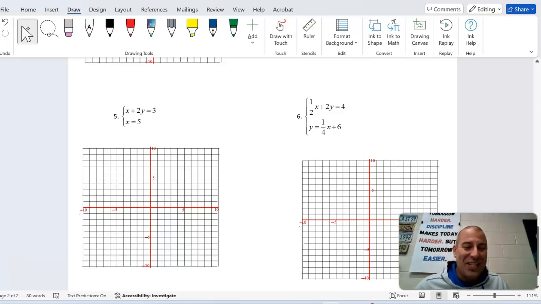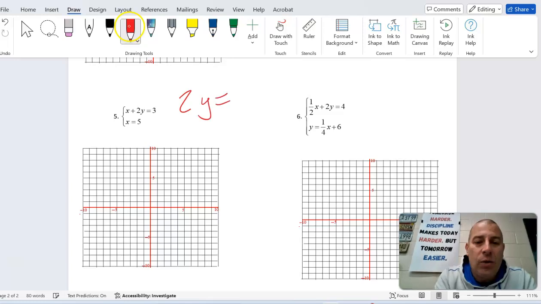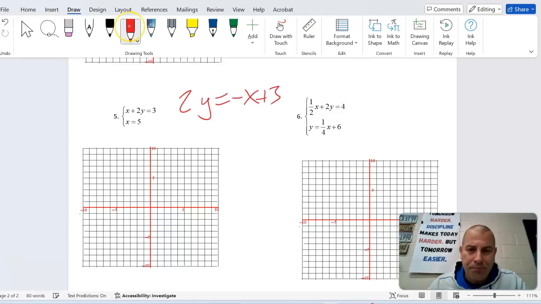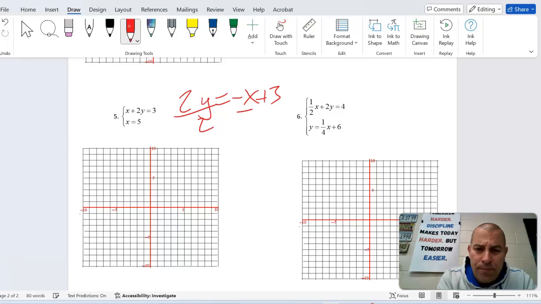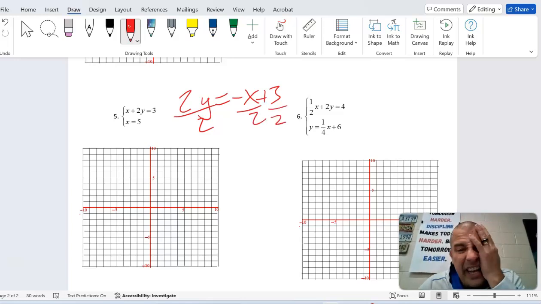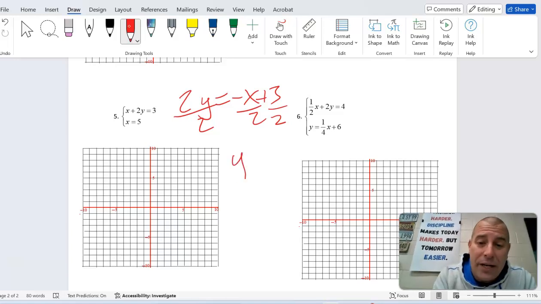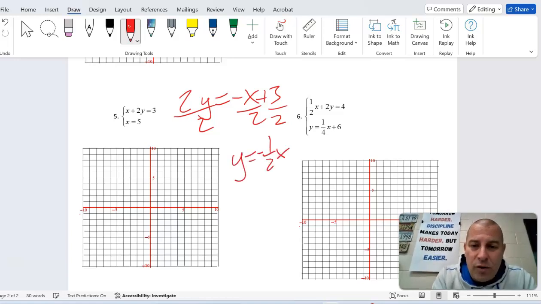Okay, so let's rewrite in slope-intercept form. Let's subtract that x over. So we've got 2y equals negative x plus 3. We're going to divide everyone by 2. Oh man, fractions again. Like I said, this is why we have other techniques. Negative 1/2 x plus 3 halves.